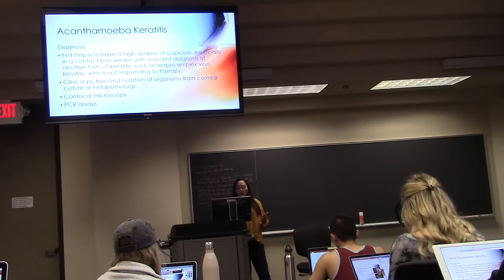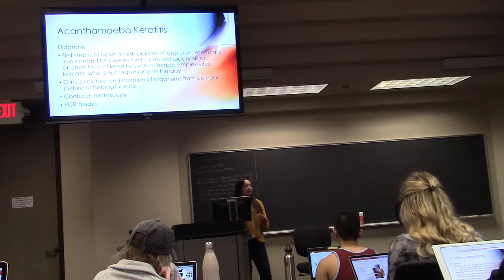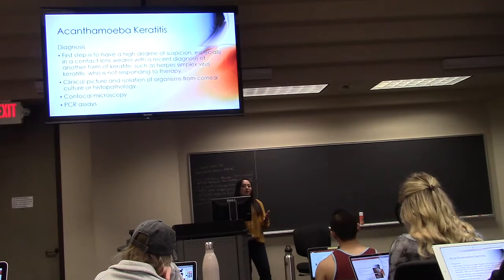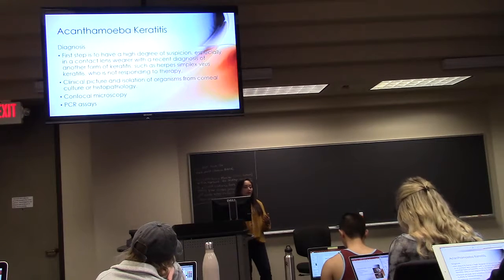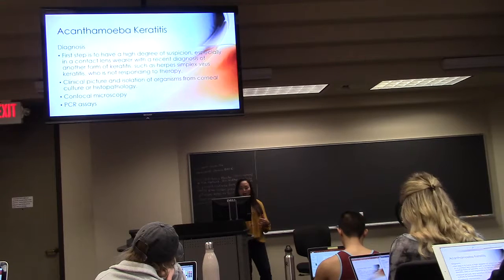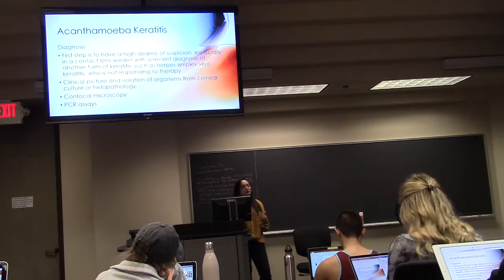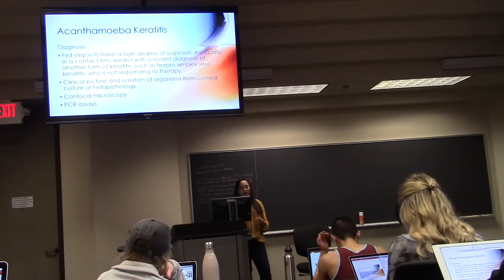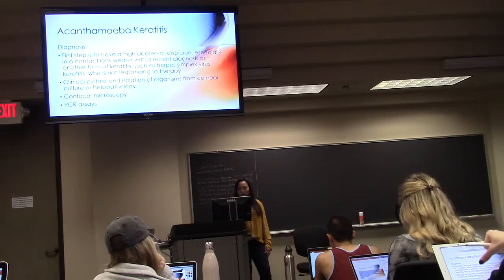You can diagnose with clinical picture and isolation of organisms from the corneal culture or histopathology. A lot of times you may treat your patient and think they just have a run-of-the-mill conjunctivitis, and that's fine. But if they come back, they're still having issues, they're worse, their pain is worse, then I would send them to an ophthalmologist or an optometrist who can get a really good look at their eye. Confocal microscopy is just a fancy microscope that they put it under, rather than regular immunofluorescence. And you can do the PCR assays as well.